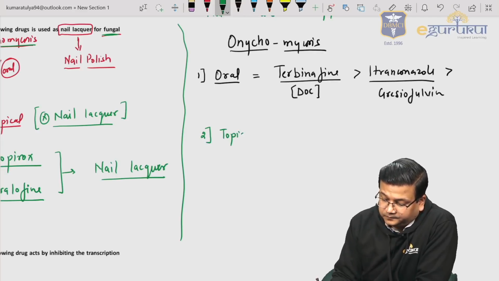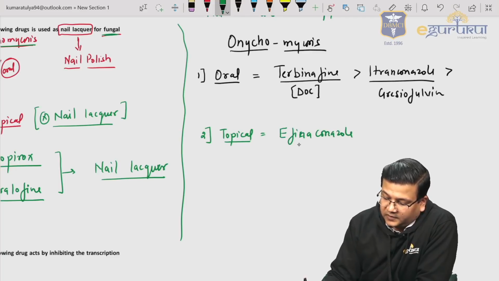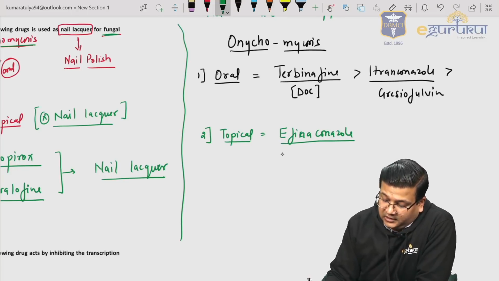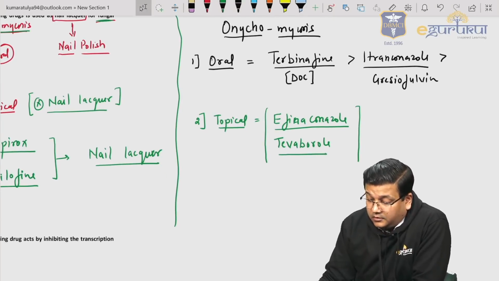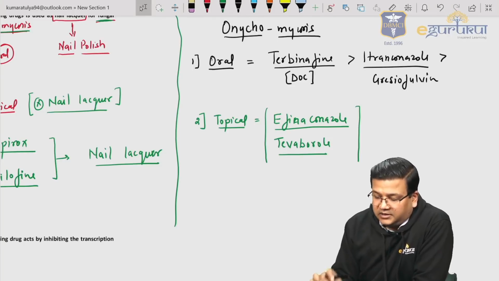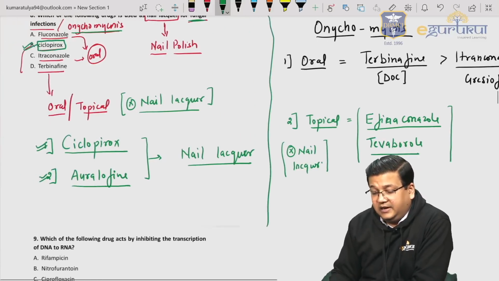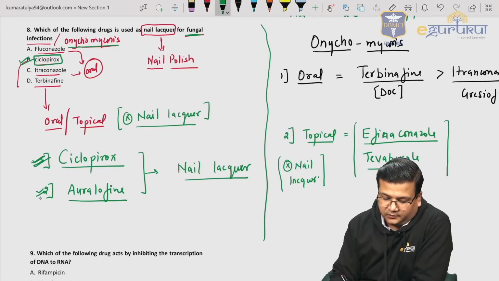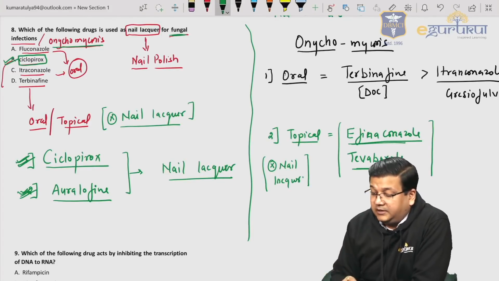So what are these topical? So in the topical applications, we can have a drug that was recently asked, I think a year back, efinaconazole. So efinaconazole is also available as a topical solution, and tavaborole. So these are two topical drugs which are available for treatment of onychomycosis, but again remember their topical preparation is not nail lacquer. They are also not specially nail lacquer. If the question asks nail lacquer only, then answer will be only one of these two, cyclopyrox or oralofin. Otherwise, topically efinaconazole or tavaborole, they are solutions which can be also applied.